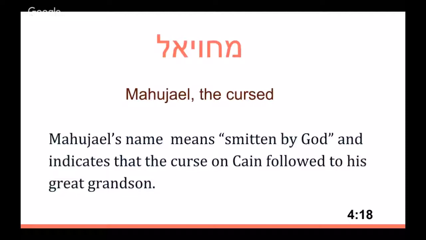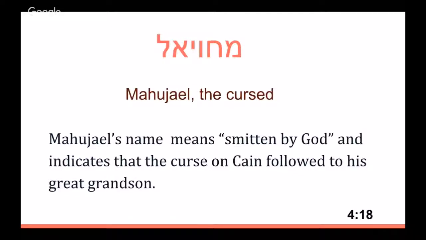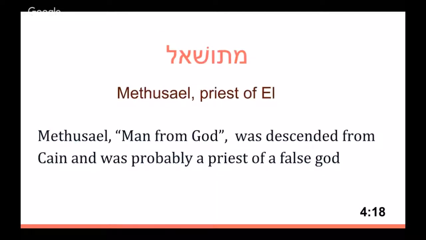So things weren't looking up for Cain's side, and by the time the next generation came along and Mahu-Aal had a son, he figured that something had to be done. We have to get closer to God. I'm going to name my son Methuselah, which seems strange. Methuselah seems to have been named in honor of God, or maybe a god.